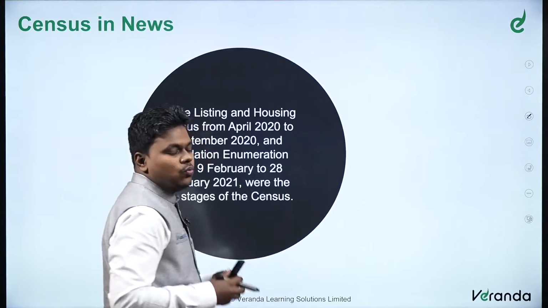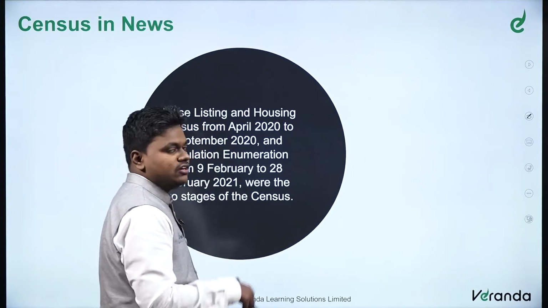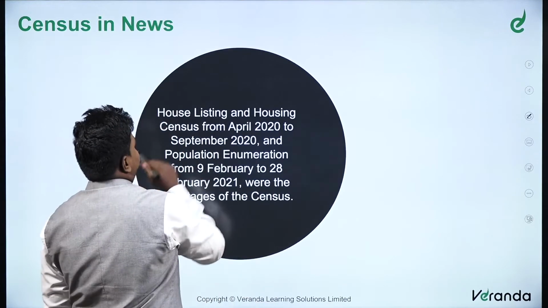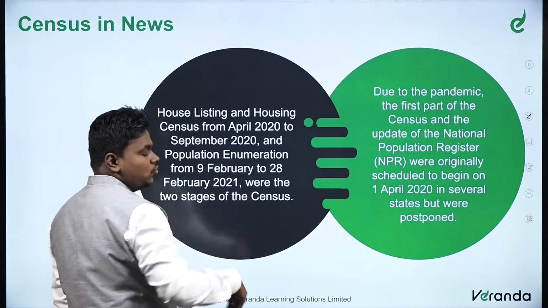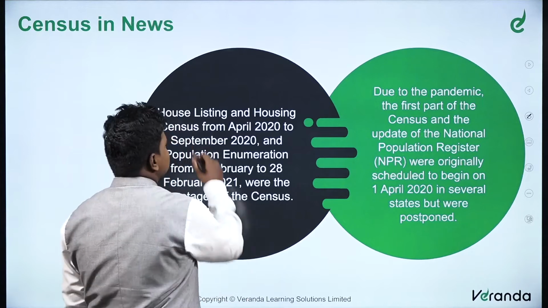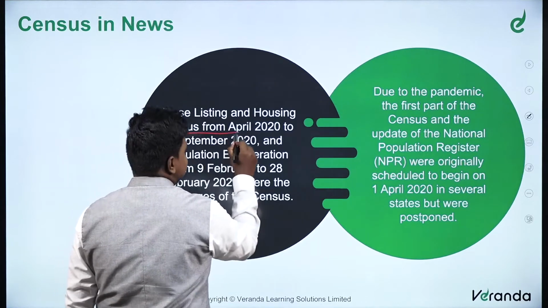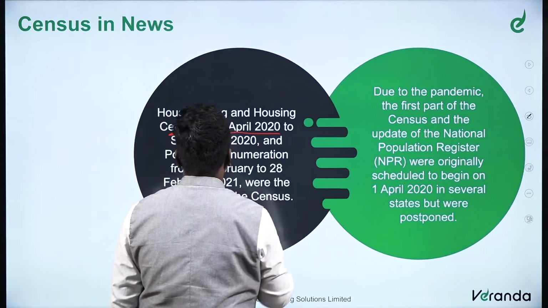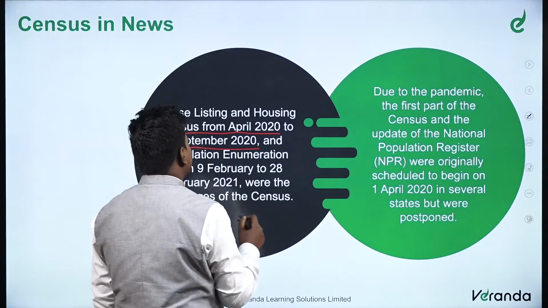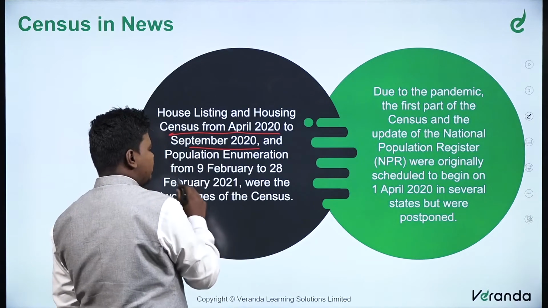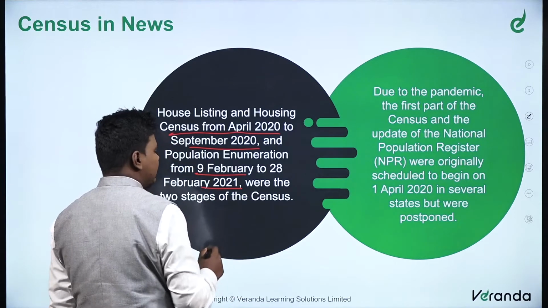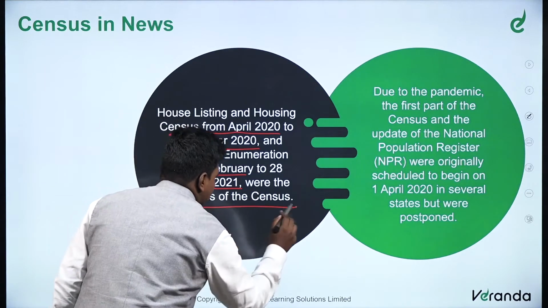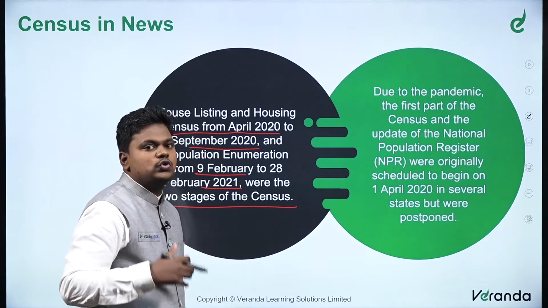Further, we will see why this census is in news as of now. So, what are the things we want to note in this census? The house listing and housing census from April 2020 to September 2020, and the population enumeration from 9th February to 28th February 2021, were the two stages of the census. So, it was planned for two stages.